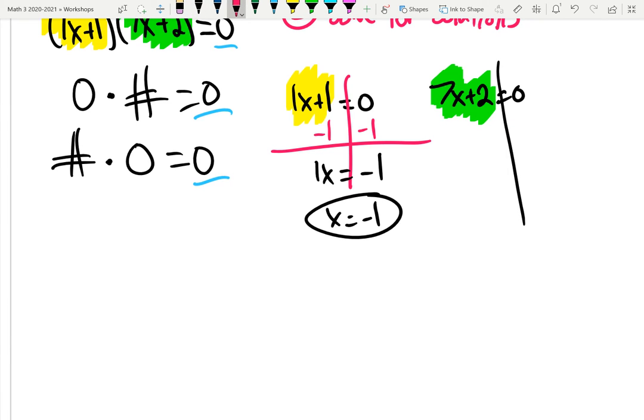I'm going to go ahead and use inverses again. -2. I get 7x equals -2. And I divide by 7.